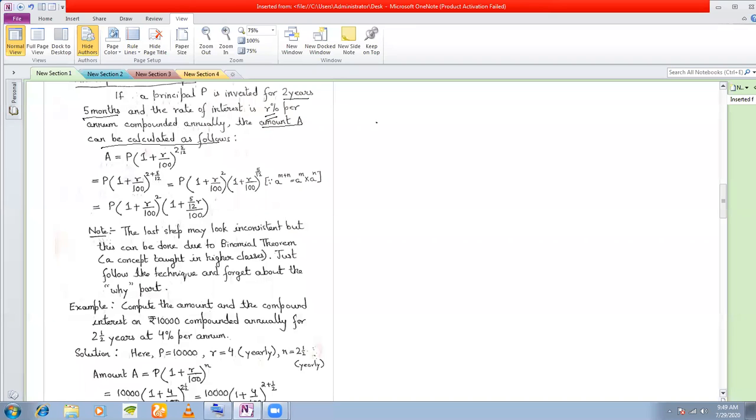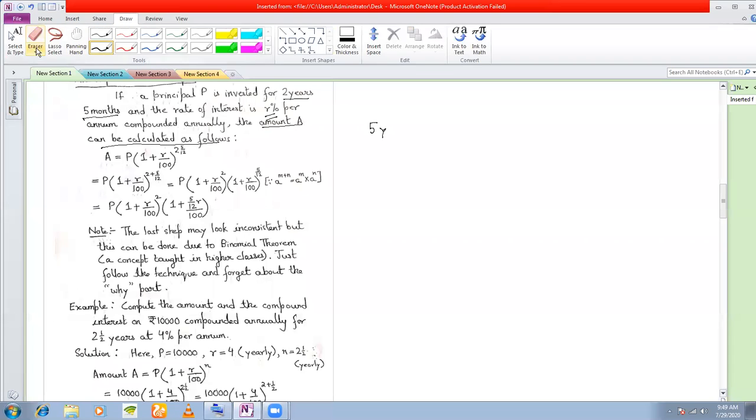Because if we are converting 2 years and 5 months to a year, 2 years, and since 5 months, I will divide 5 by 12. This is the number of years. 2 years, 5 months. This is the number of years that I will get.